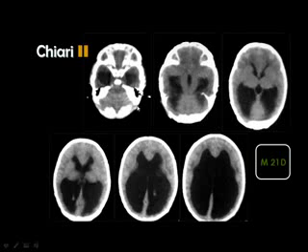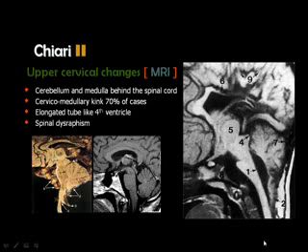Then this is another case of Chiari malformation, and the fourth ventricle is attenuated and not seen. The third ventricle is not ballooned. The lateral ventricles show that classic colpocephaly, with the frontal horns much less dilated compared to the occipital horns. Then, in the upper part of the cervical spinal canal, you can see these changes. The cerebellum and the medulla behind the spinal cord. This is the cerebellum, and you can see part of the cerebellum is descending behind the cervical spinal cord.